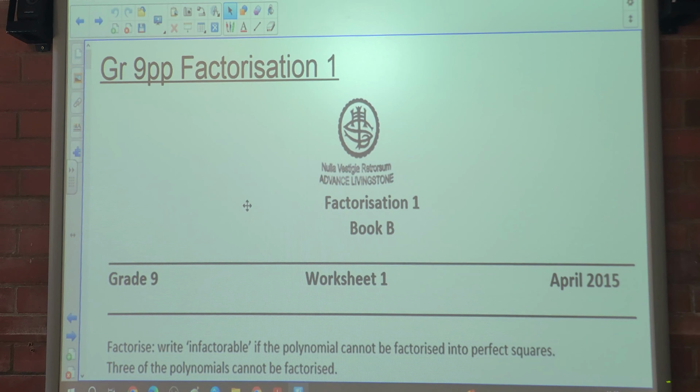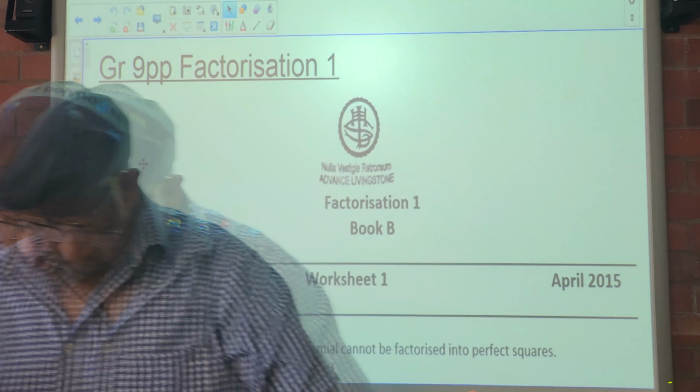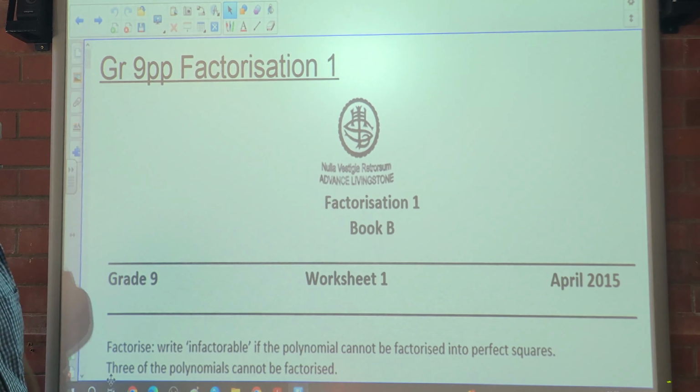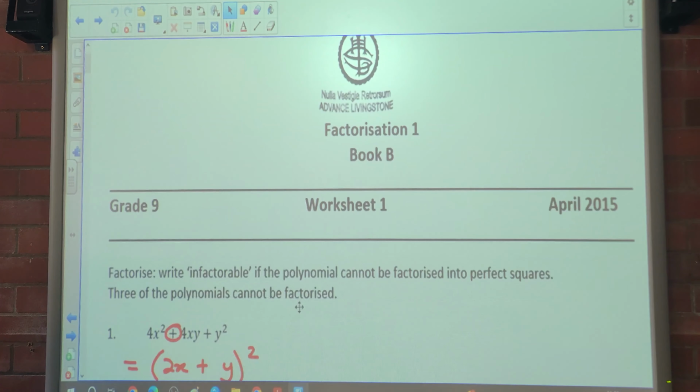Good morning, class. So today we're looking at factorization. You guys have done quite a bit for today. So let's get through it.